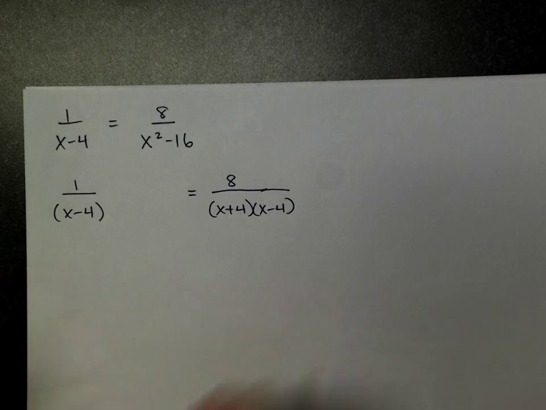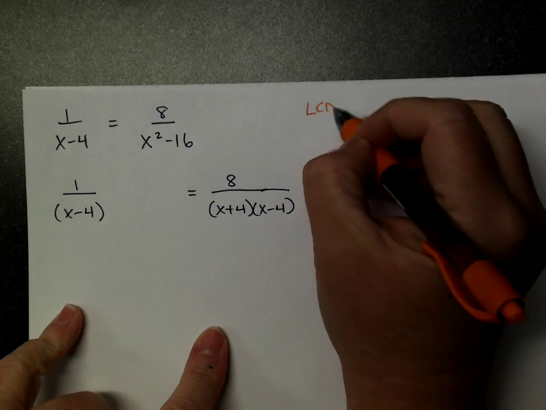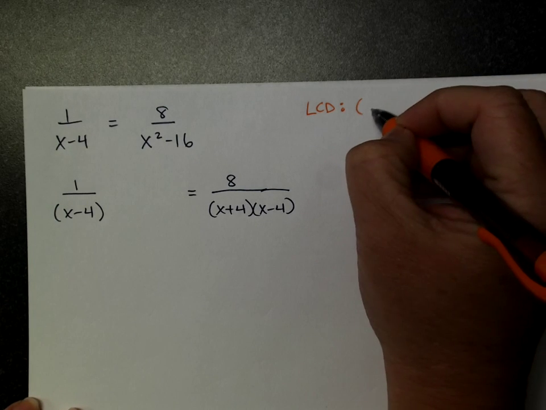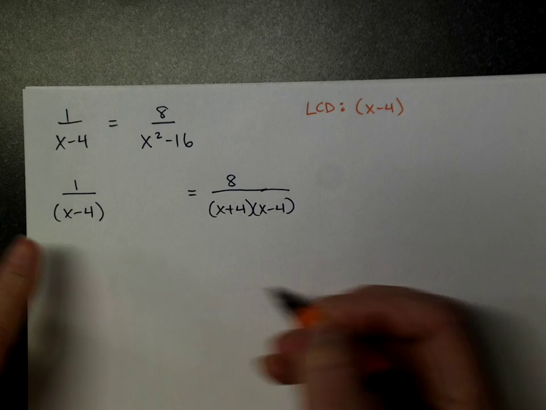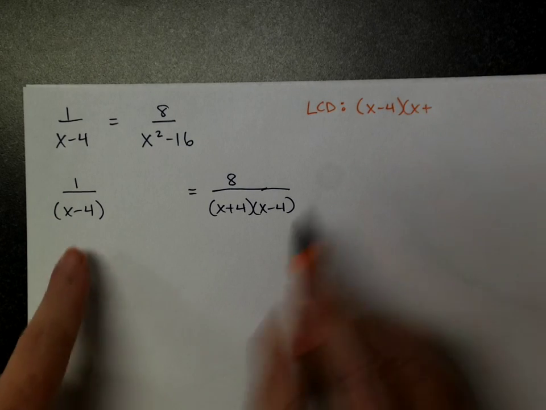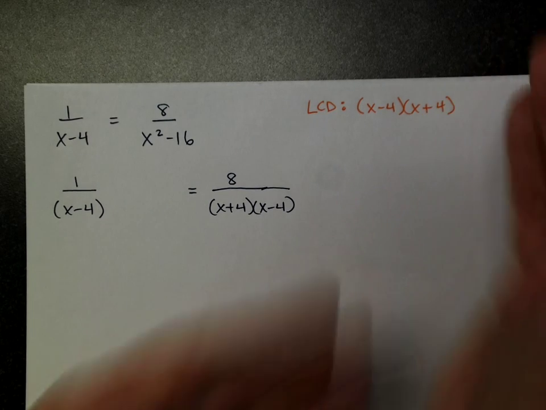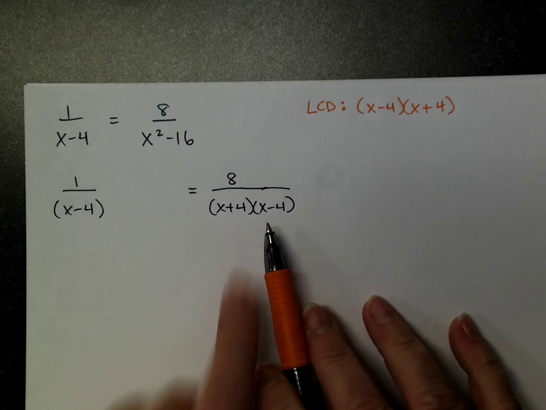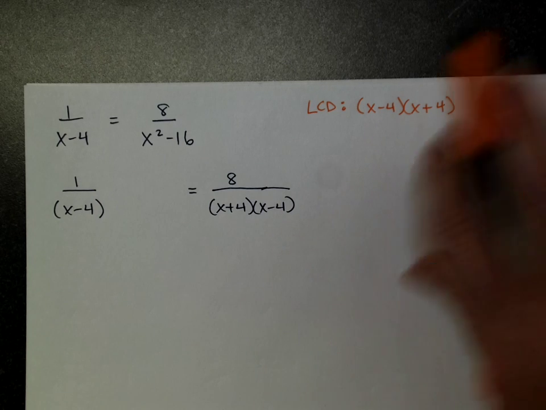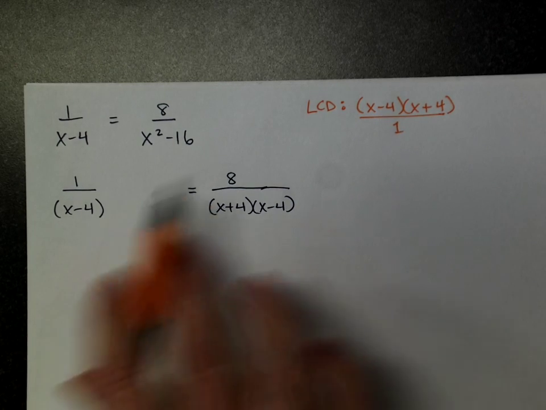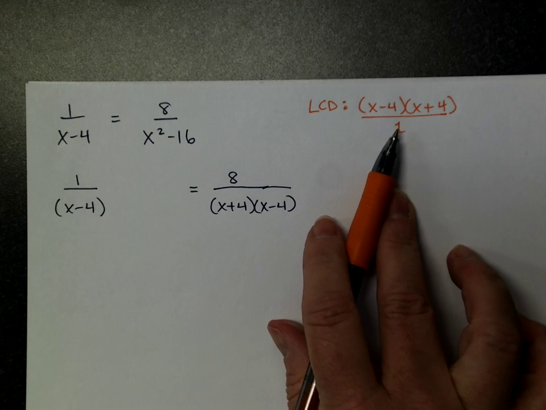Now that it's all factored and cleaned up, I can see my LCD. What factors do I see? x minus 4, and x plus 4. It doesn't matter that x minus 4 is in both of them and x plus 4 is only in one. If I see it, it's in my LCD. Now, do any of these appear more than once in any one denominator? No, so you don't need any exponents. Now I'm going to weaponize it, because I'm not going to be making these match. I'm weaponizing it so I can kill those denominators that are there.